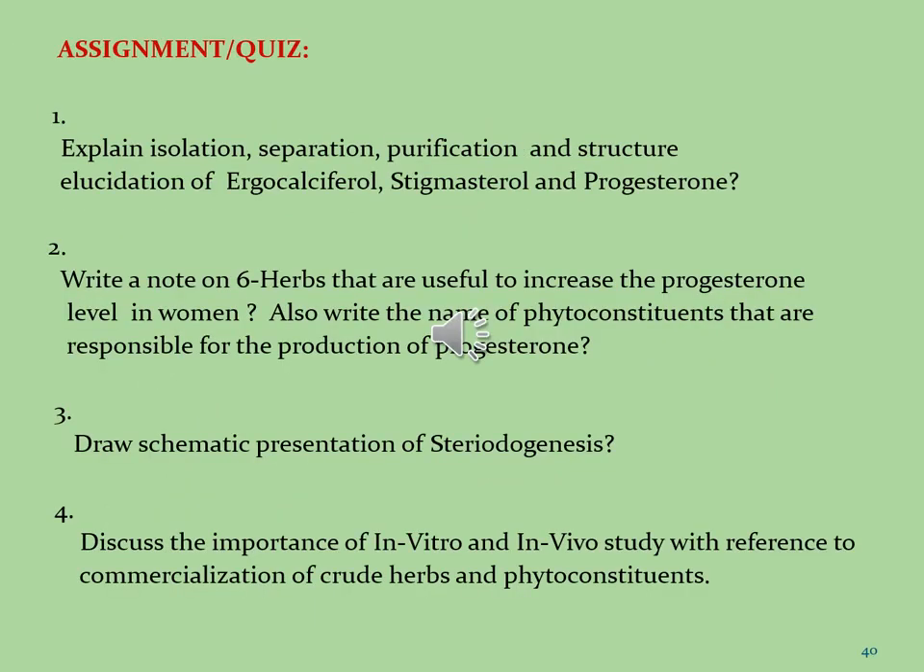Dear students, these are some important assignments and quizzes which you would have to submit within 7 days after the delivery of the first lecture. The first assignment: explain isolation, separation, purification, and structural elucidation of ergocalciferol, stigmasterol, and progesterone. The second assignment: write a note on 6 herbs that are useful to increase the progesterone level in women. Also write the names of phytoconstituents that are responsible for the production of progesterone. Third assignment: draw a schematic presentation of steroidogenesis. Fourth assignment: discuss the importance of in vitro and in vivo studies with reference to commercialization of herbs and phytoconstituents.